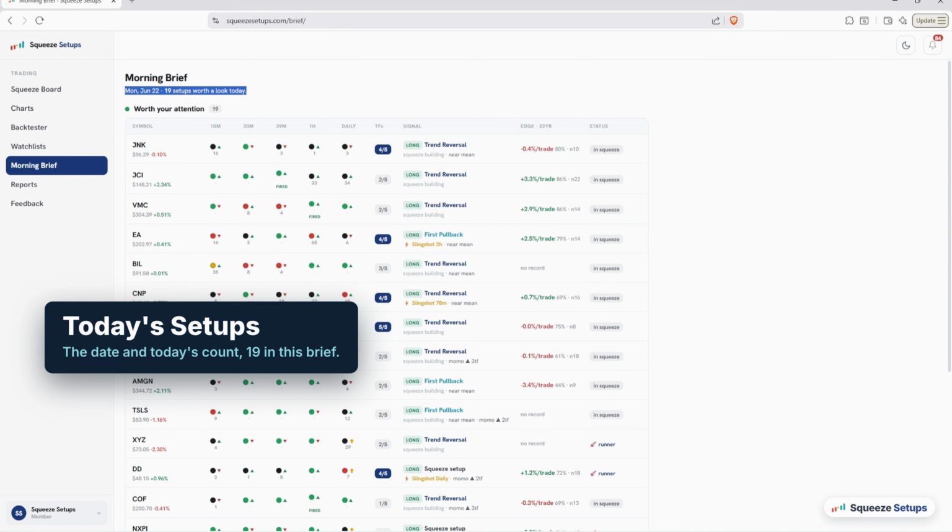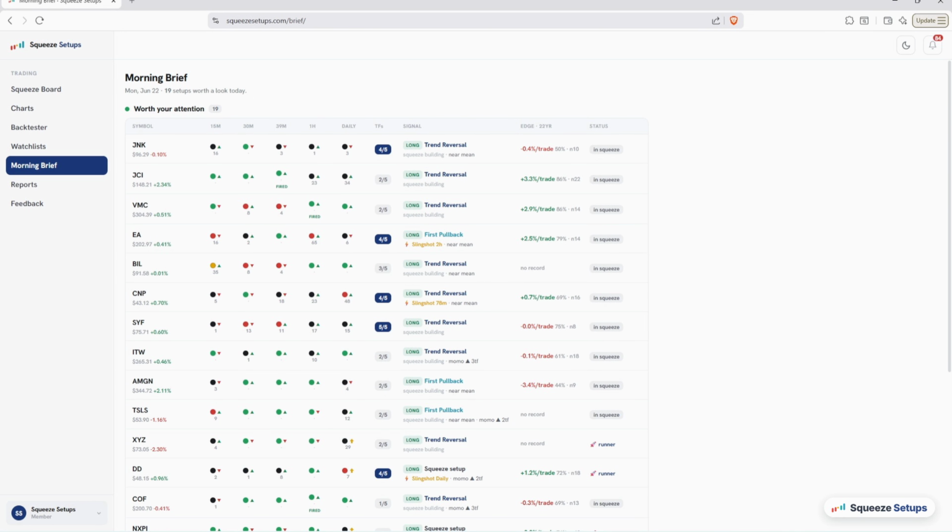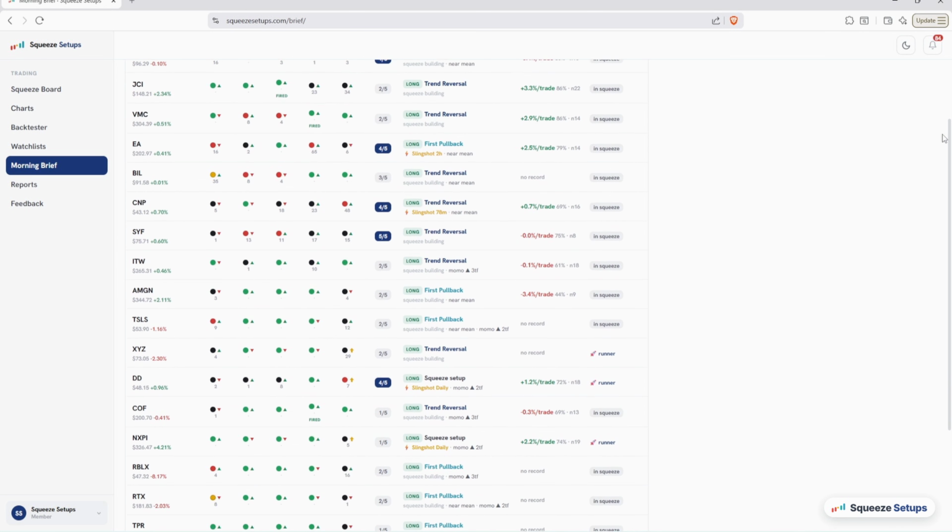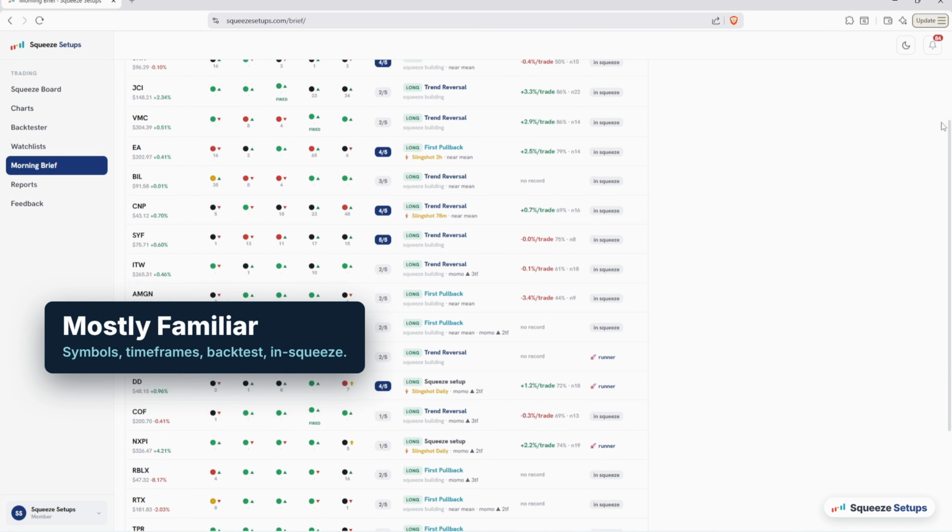Now let's start at the top in the brief, and the one thing that should call your attention is the date and the number of setups. Today, for example, we had 19 setups. That may sound like a lot, but out of these 19, not all of them will have liquid options, and not all of them will actually be giving you a setup, an entry of some kind.